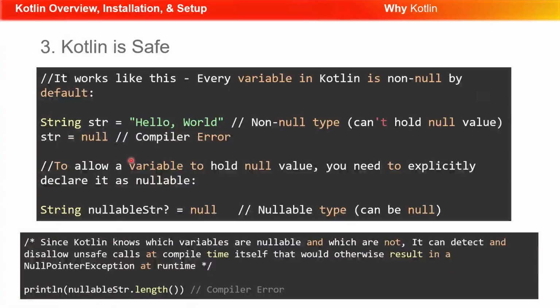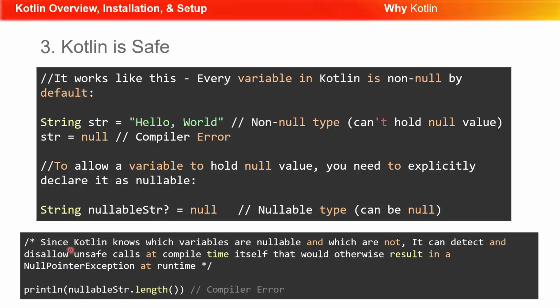And Kotlin is safe and secure. Every variable in Kotlin is non-null by default. So we can see here, we declare this string str of type String, with the value hello world. It is non-null, so it can't hold a null value. If we set str equal to null, we'll get a compile error. However, to allow a variable to hold a null value, we must explicitly declare it as nullable. We can see it here. So this can be null.